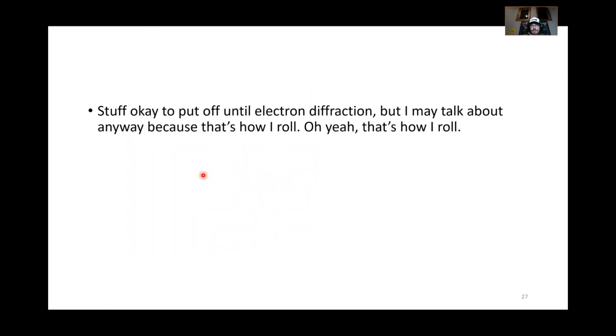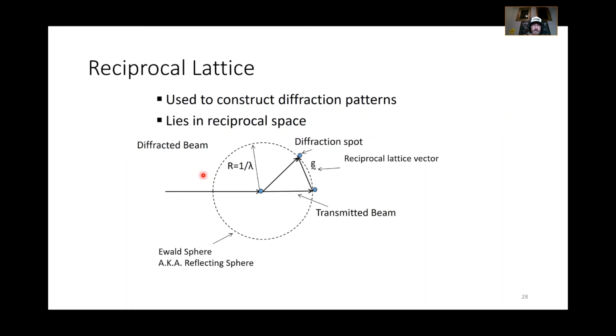I kind of debate whether to talk about this stuff now or talk about it later. I always call it stuff okay to put off until electron diffraction, because you get a lot of material with X-ray diffraction. But I'll kind of go through it because that's how I roll. And so diffraction happens. I'm going to go over this really fast. We'll talk about it again with greater detail when we talk about electron diffraction. I'm going to just say reciprocal lattice, diffraction spots. Reciprocal lattice is a construct we use to actually interpret patterns.